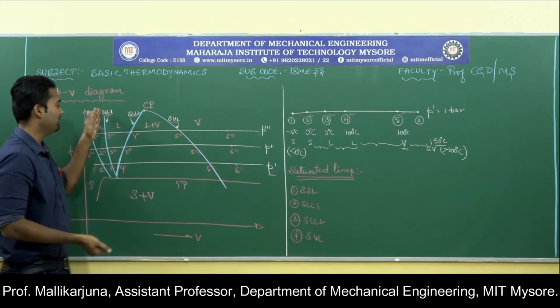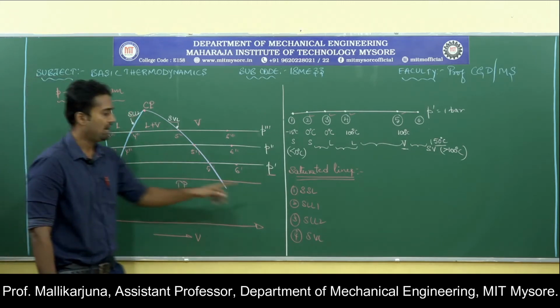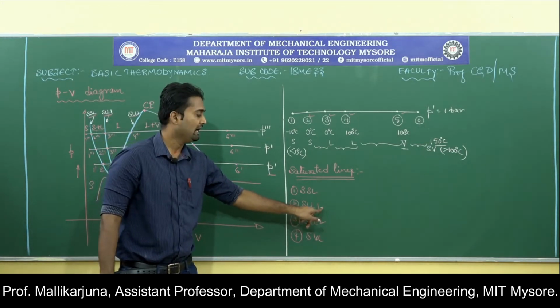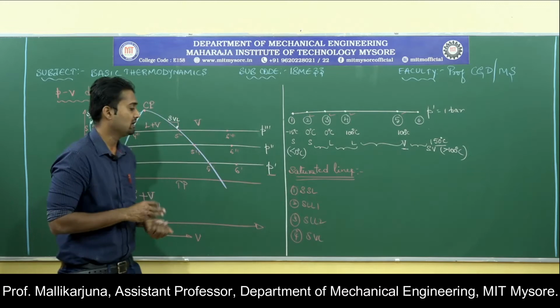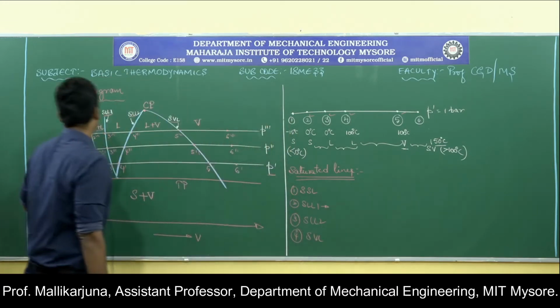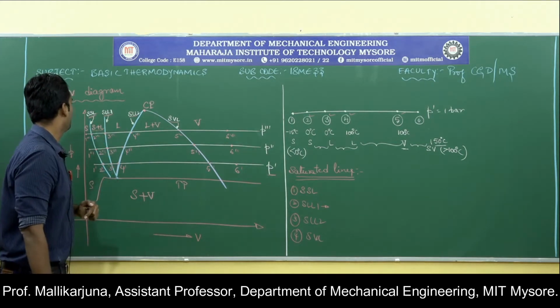If you want complete liquid, then you need to be on this line at various pressures. Because of that, that particular line is called the saturated liquid line, and we have named it 1. This is saturated liquid line 1, and this is saturated liquid line 2.